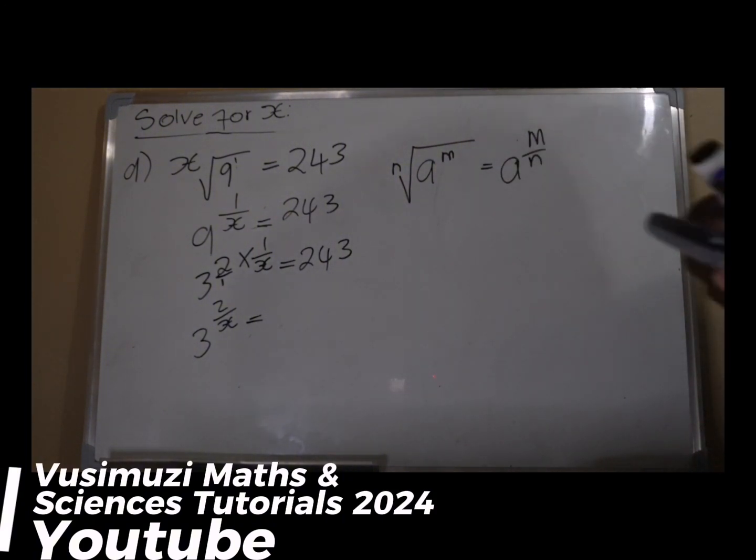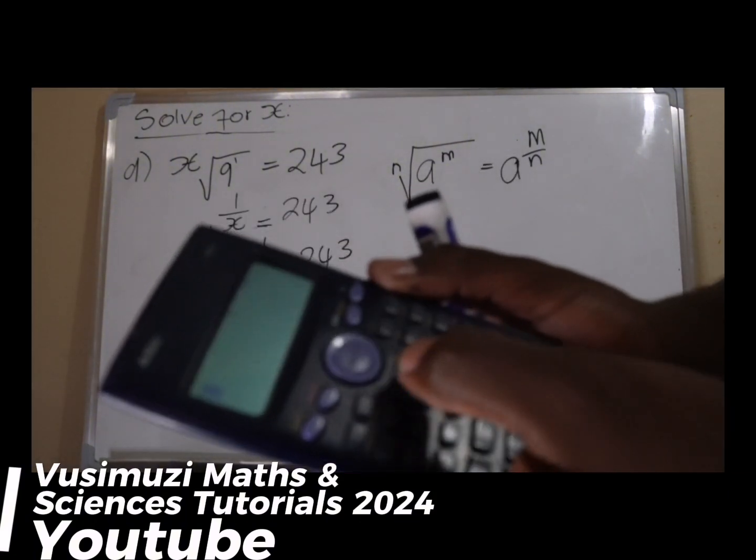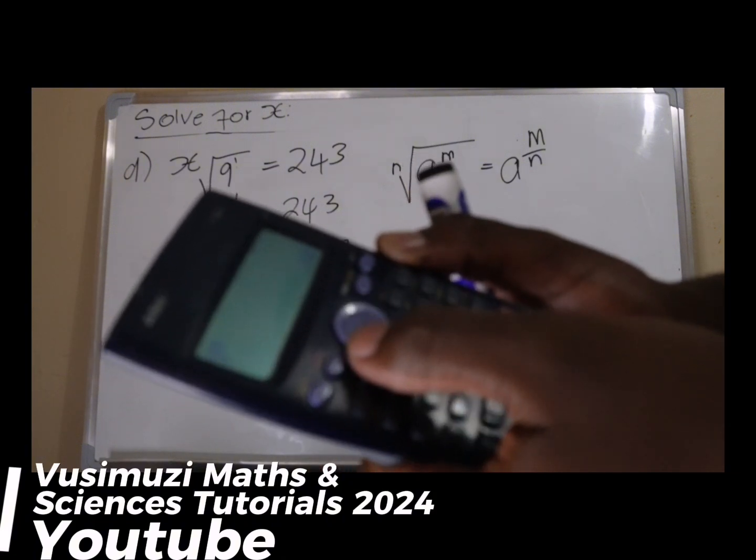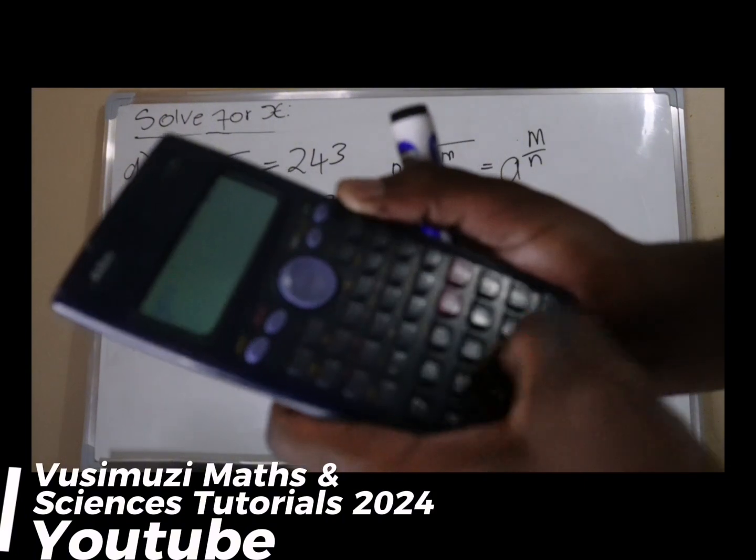You test drive on your calculator. You can say, okay, what is 3 to the power 5? You can start there. 3 to the power 5. Okay, before that, you can say 3 to the power 2 is 9.